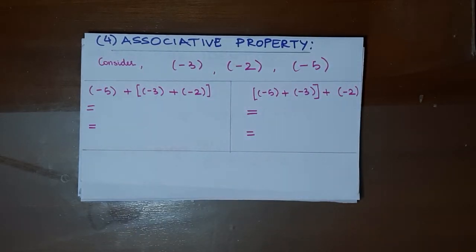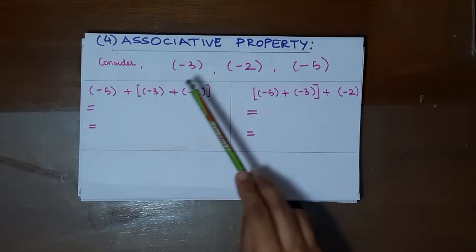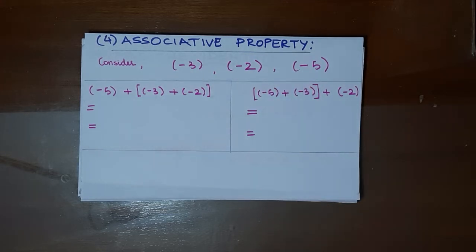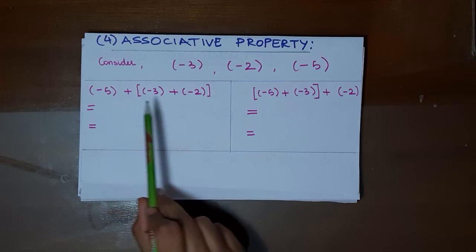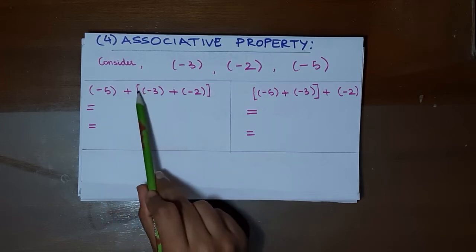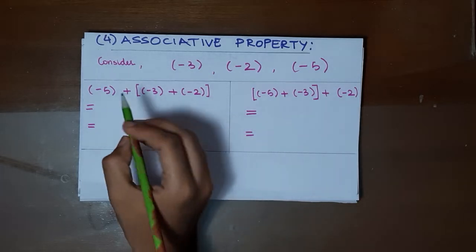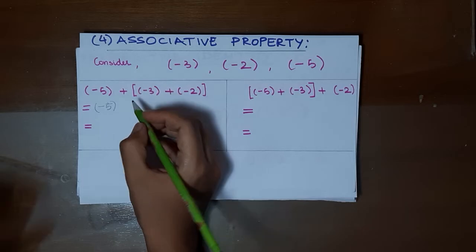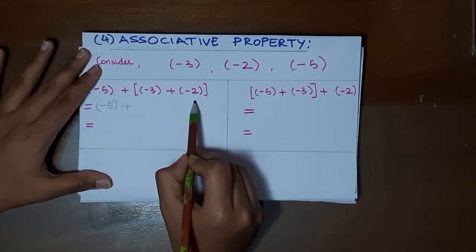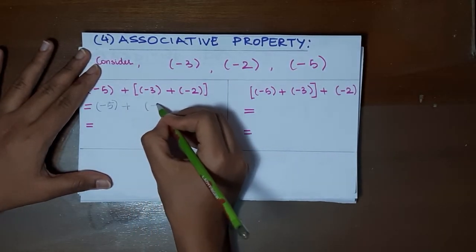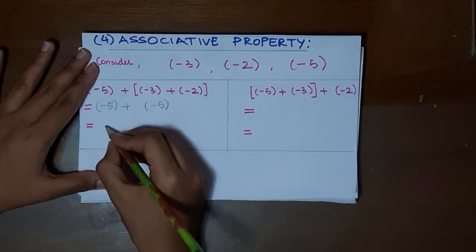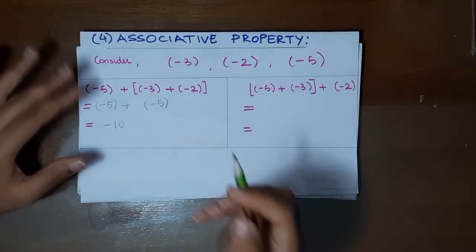Next property, associative property. Let us consider 3 integers: minus 3, minus 2, minus 5. Now let us add these in two ways. First, minus 5 plus, minus 3 plus minus 2. Here we have grouped these two, which is equal to minus 5 plus minus 3 plus minus 2 gives minus 5. Next, minus 5 plus minus 5 is equal to minus 10.